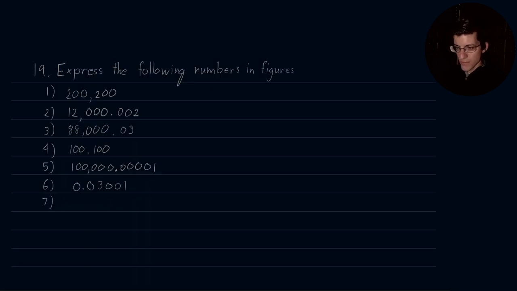So let me show the notes again. And number 7. So 7 is 8,000 and 8,000ths.